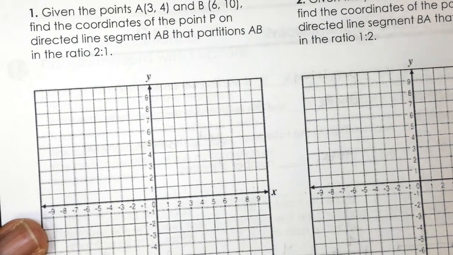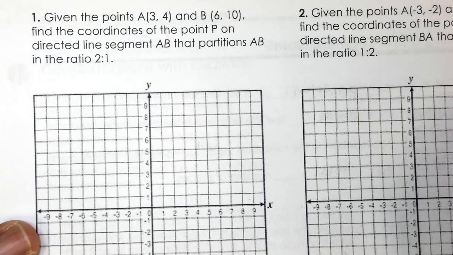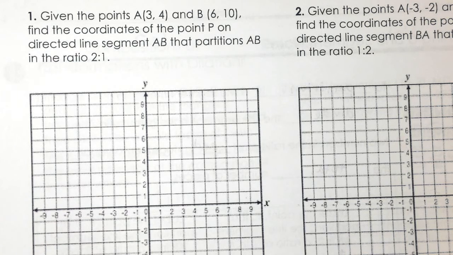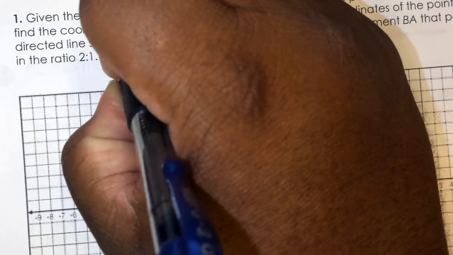Number 1 says: given points A at (3, 4) and B at (6, 10), find the coordinates of point P on the directed line segment AB that partitions AB into a ratio of 2 to 1. First thing we're going to do is step 1, which said to figure out how many segments we have. Chris, on this one, how many segments will we have? It's a confusing question. On this one, how many segments will we have? Don't answer for Chris. Let him. How did you get that? Adding what? Okay, just making sure. So yeah, 3 segments all together.